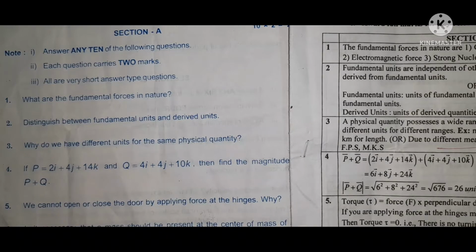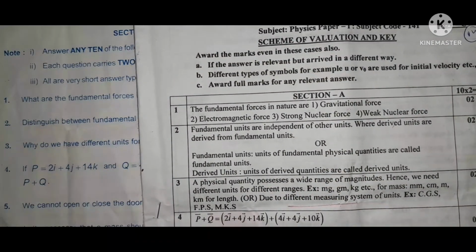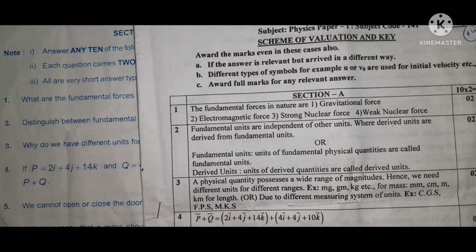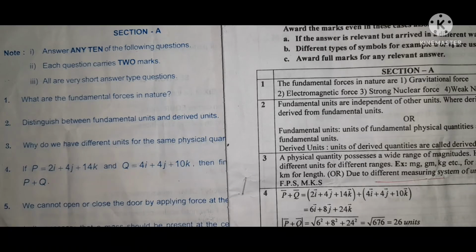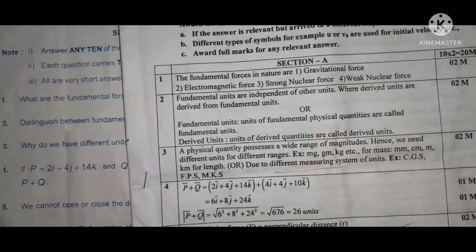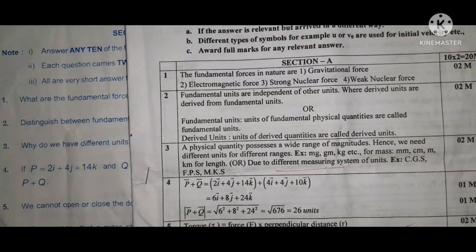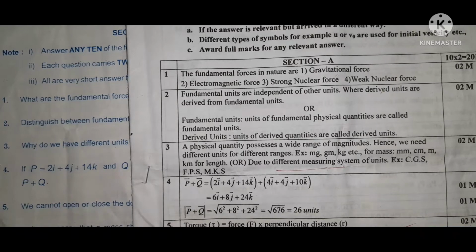The chapter name is Physical World. In this, the answer will be like this. We can write the fundamental forces in nature are gravitational force, electromagnetic force, strong nuclear force, weak nuclear force. You will get 2 marks. Next question will be, distinguish between fundamental units and derived units. Now we can write the answer: fundamental units are independent of other units, whereas derived units are derived from the fundamental units. All related answers you can also write. For that 2 marks will be awarded.